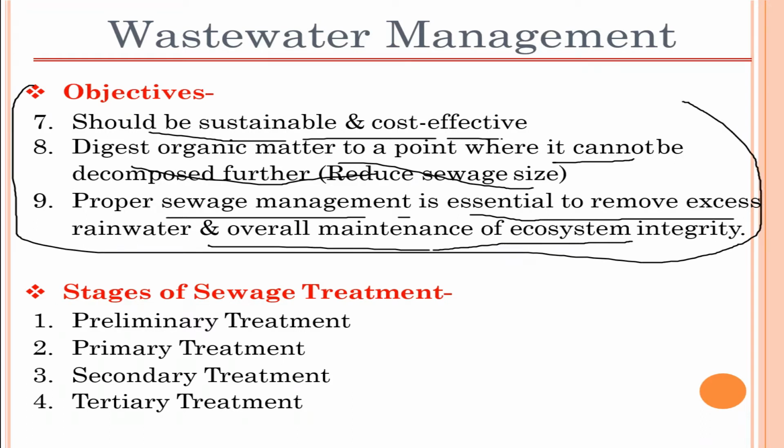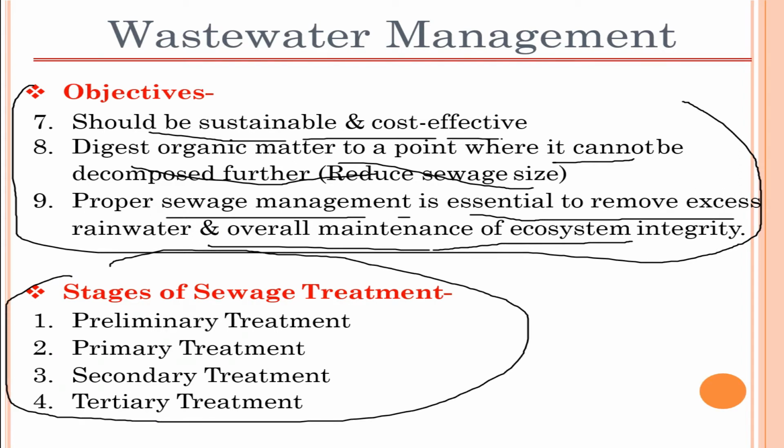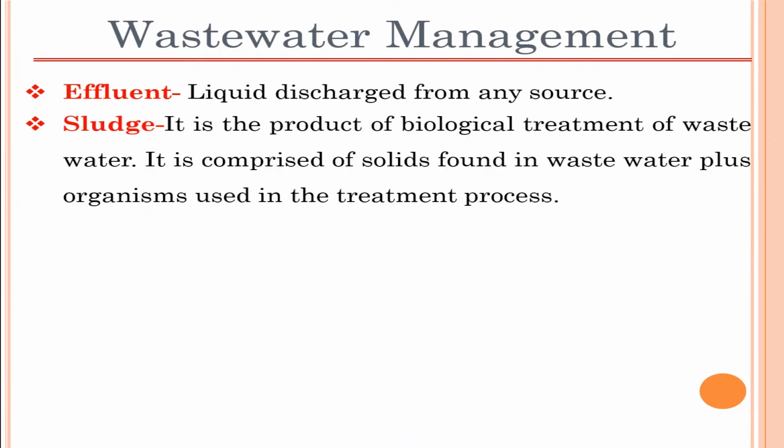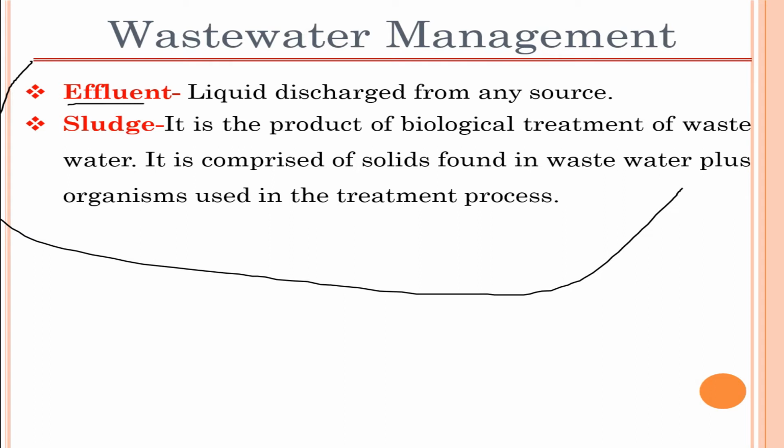So let's talk about the stages, which is the most important part of sewage treatment. It includes preliminary treatment, then comes primary, secondary and tertiary. Before starting these processes, two terms are very important: effluent and sludge.